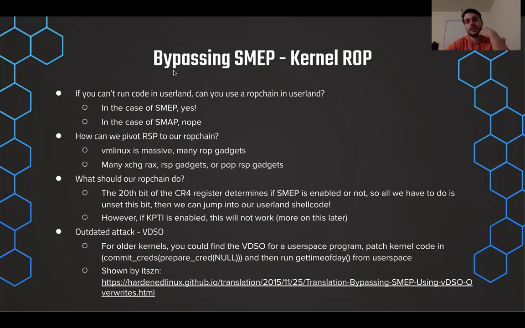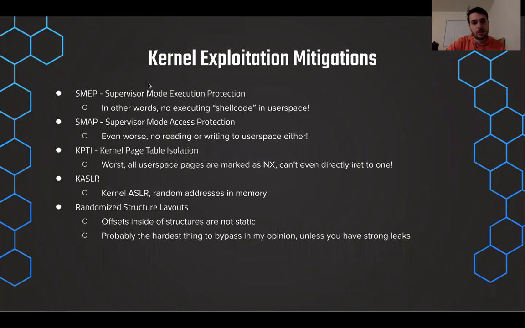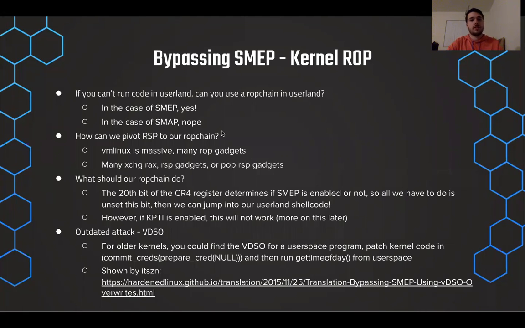Okay, bypassing the SMEP, this is where kernel ROP takes place. So basically, if you can't run the code in Userland, you could still use a ROP chain in Userland for SMEP because you're not executing the code. It stands for supervisor, let me go back. Yeah, supervisor mode execution protection. And then SMAP is more strict and it's supervisor mode access protection, which means you can't even read it. But for SMEP, you can't execute it, but you can still read it. So you might as well write your own ROP chain into user space.